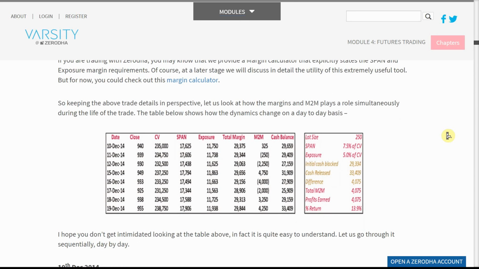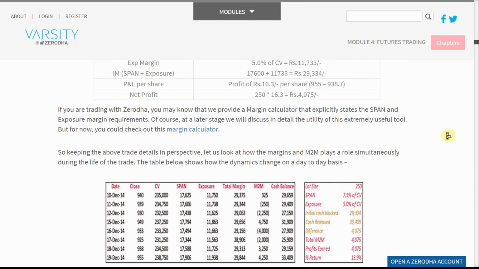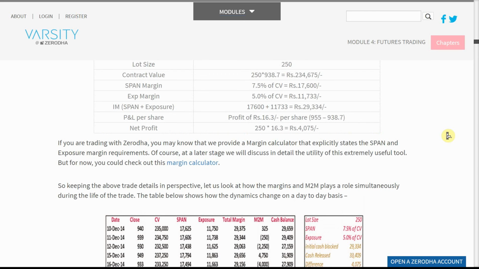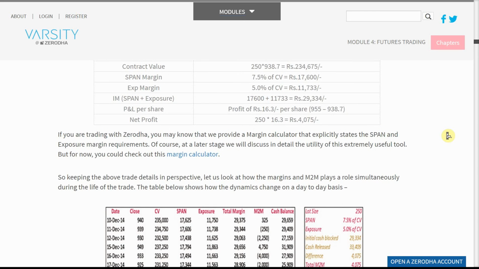If you are trading with Zerodha, you may know that we provide a margin calculator that explicitly states the span and exposure margin requirements. Of course, at a later stage we will discuss in detail the utility of this extremely useful tool. But for now, you could check out this margin calculator.